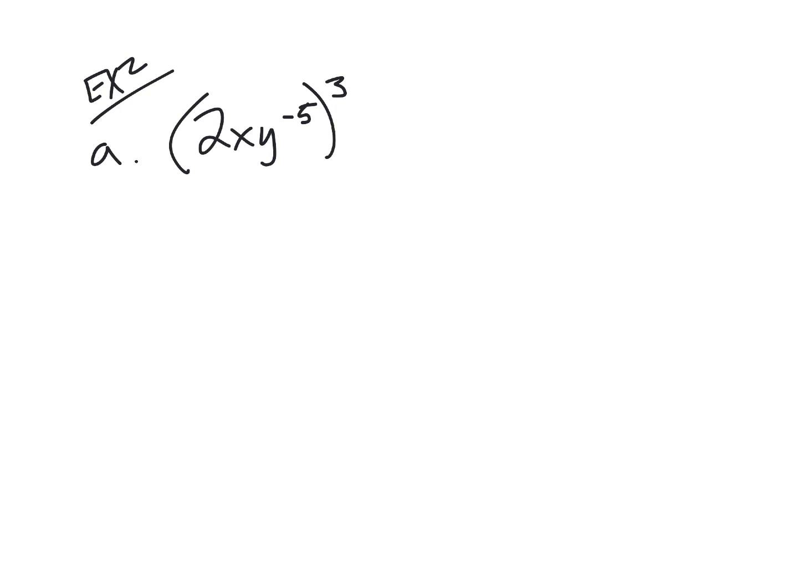And we're going to simplify this. Okay? So what's the first thing I should simplify? The exponent here, right? So this applies to each term in here, right? It applies to the 2, it applies to the x, and it applies to the y. So I can write that as 2 to the power of 3, x to the power of 3, and then y, and what am I going to do with that negative 5 and 3?